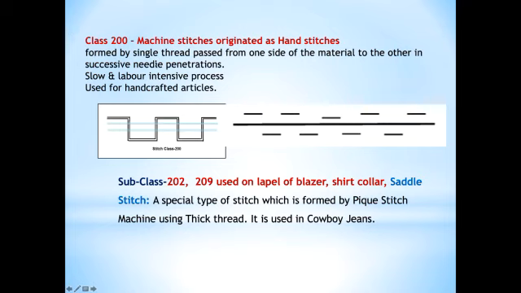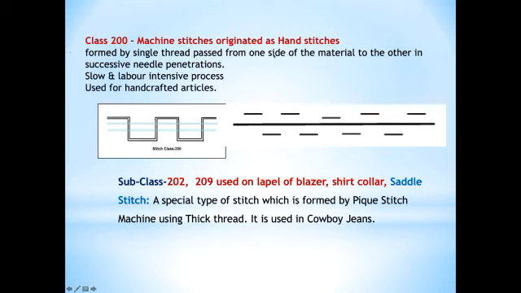So if we come to class 200, as I discussed, class 200 are the machine stitches which originated as hand stitches. So they are sometimes known as hand stitches, but don't get confused. They are not formed by hand, or they are not manual stitches, but these are stitches which can be made on the machine, and their appearance can be imitated exactly as the stitches which are made by hand by use of special types of needles. For example, double pointed needles or curved needles may be used, and basically this stitch class helps in making the process less time consuming and less labor intensive, because if the same stitching is done by hand, of course it will consume more labor and be a time consuming process.